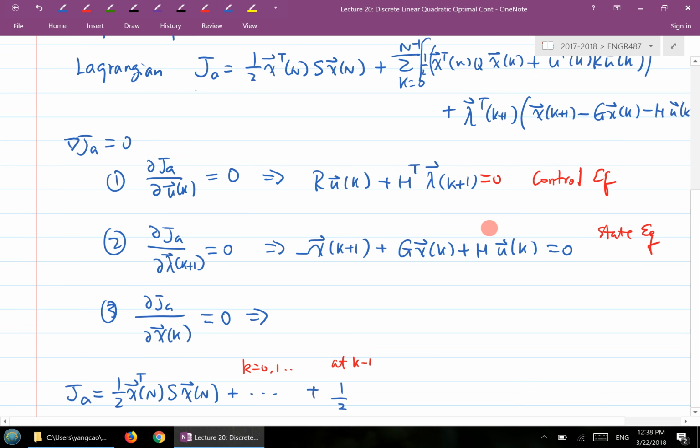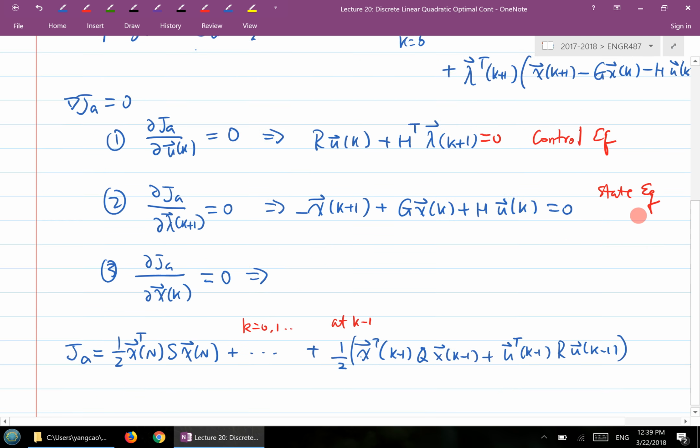Okay, you replace that k with k minus 1, plus u also k minus 1, r u of k minus 1. Okay, right, that's this term right here. And the next one, we're going to replace this k with k minus 1. So k minus 1 plus 1, you get what? k, right? You get a k out of here.